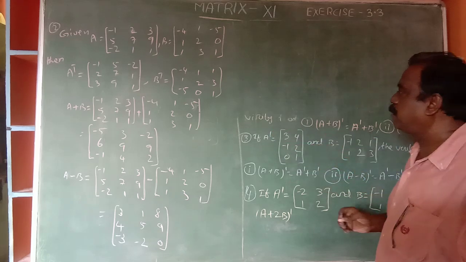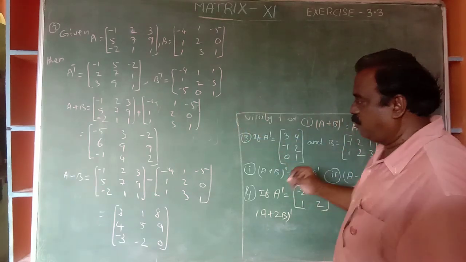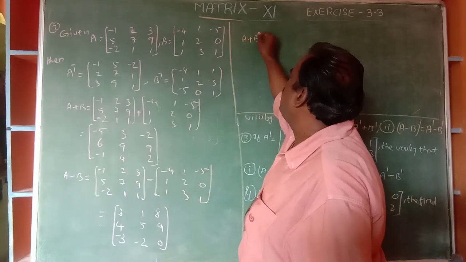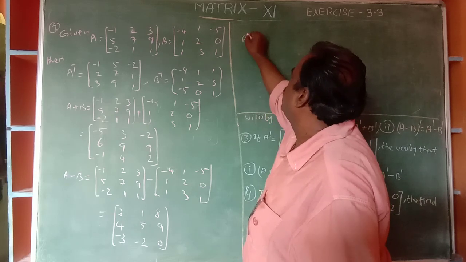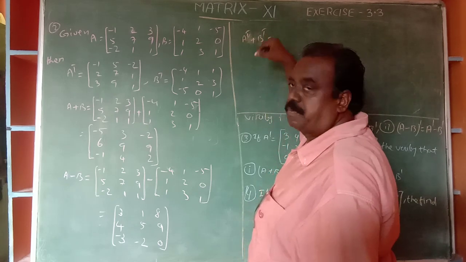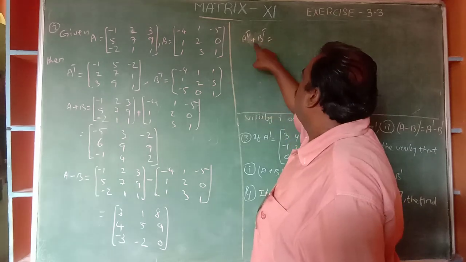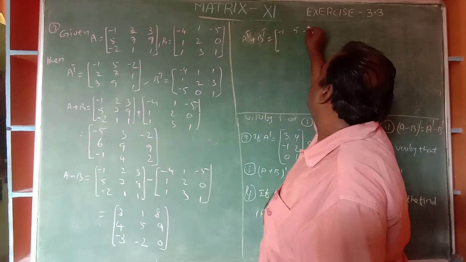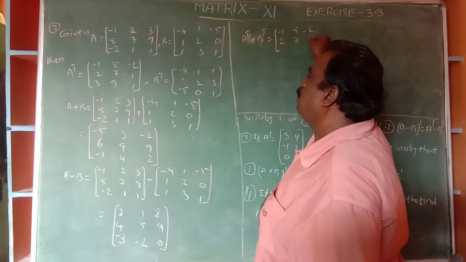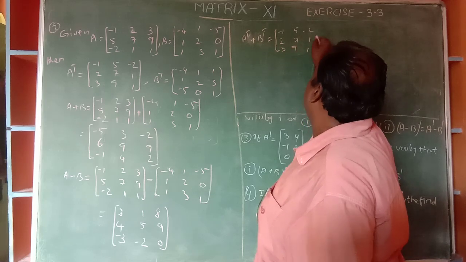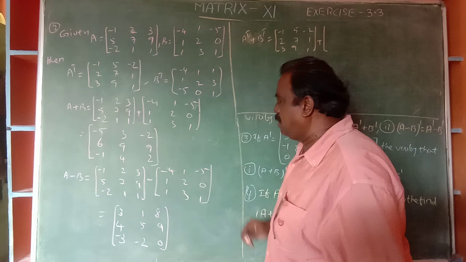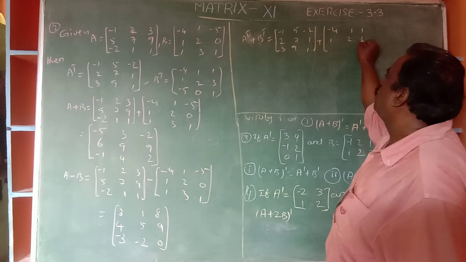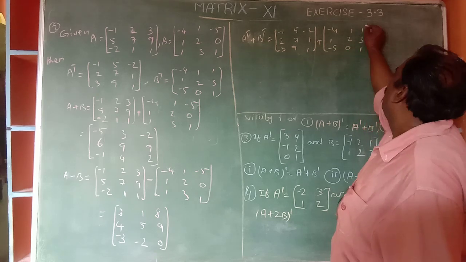Verify A plus B whole transpose. Okay, please observe it. Here it is A transpose plus B transpose, not A plus B. Next I am taking A transpose plus B transpose. A transpose is minus 1, 5, minus 2, 2, 7, 1, 3, 9, 1. And B transpose is minus 4, 1, 1, 1, 2, 3, minus 5, 0, 1.